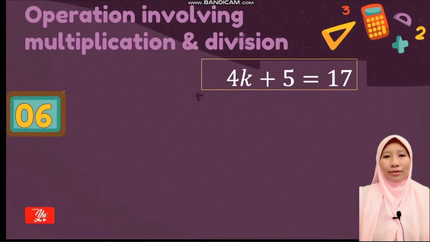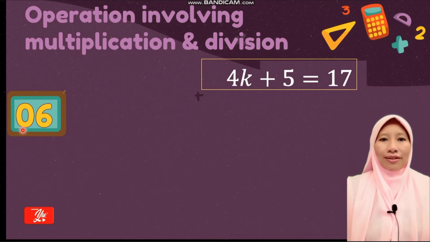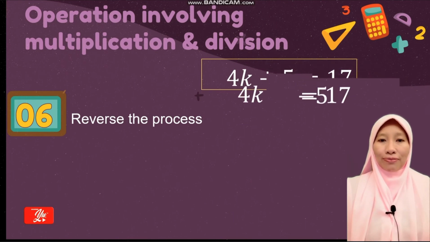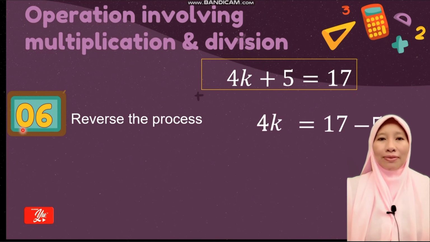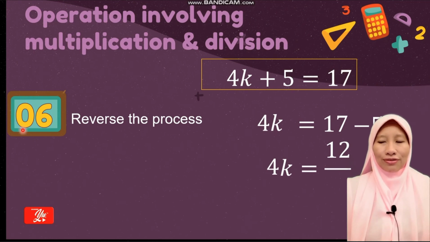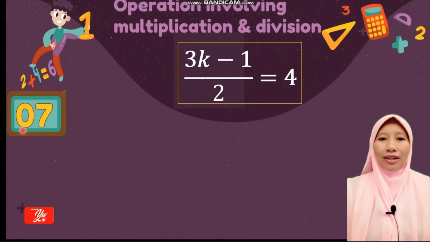Okay, next one. 4k plus 5 equals 17. Alright, so we reverse the process. Which one do we do first, 4 or 5? You deal with the plus 5. So it becomes 17 subtract 5, then 4k equals 12. And 4k is 4 multiply k, so you reverse the multiplication, it becomes divide. 12 divide 4. So k equals 3.